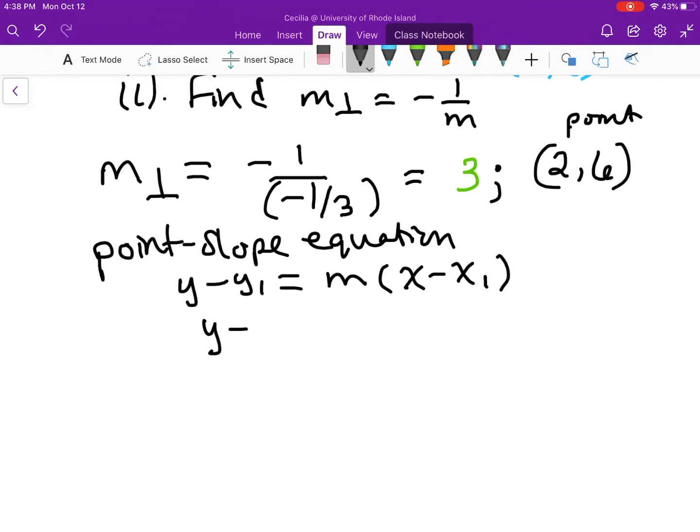So now we can put this in, and we get y minus, and it's always helpful to prevent transcription errors that we're clear on what goes where. So we have 3 times x minus 2.